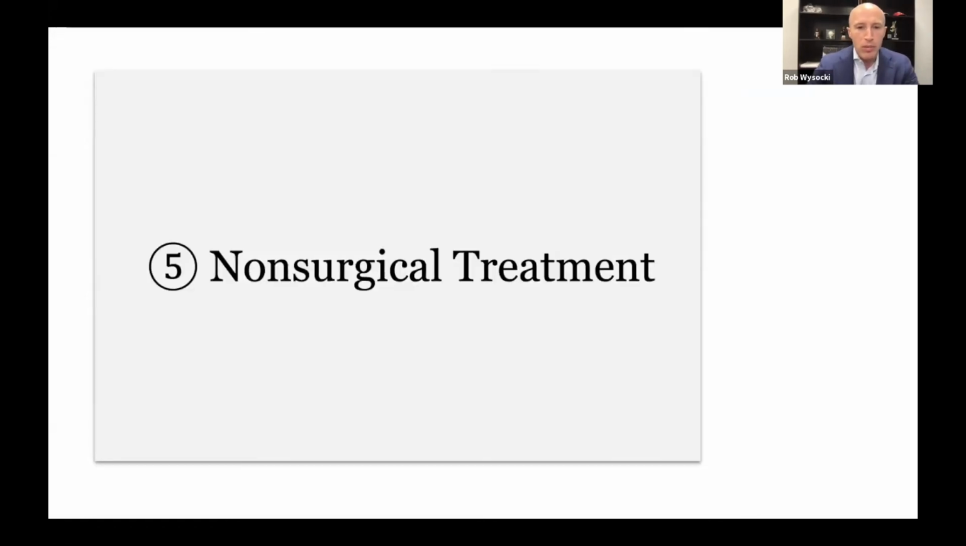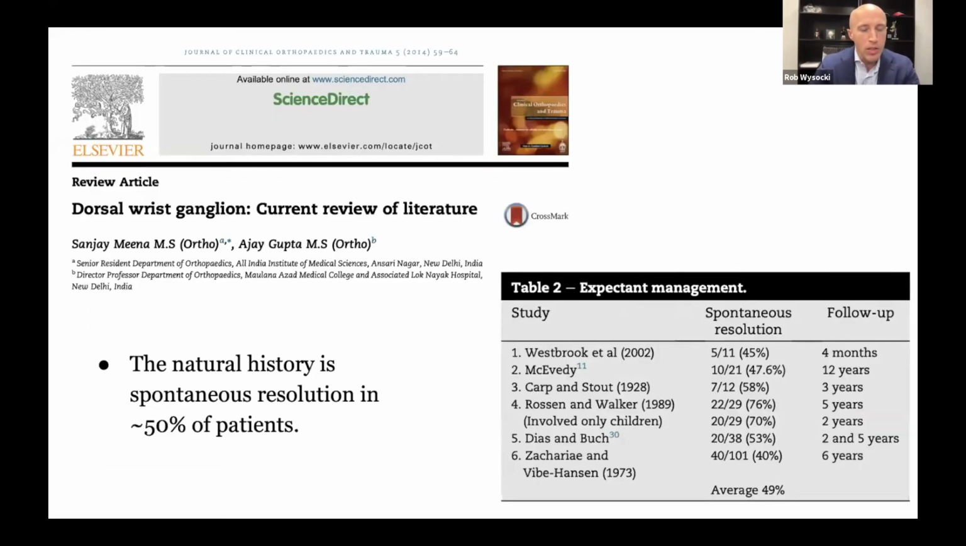Just briefly to summarize a little bit of data on non-surgical treatment. I think this is a nice paper to review if you have interest in it. This one by Meena and Gupta, which was a systematic review. And really these 6 studies that are highlighted here, if you look at that average number at the bottom, suggest about a 50% spontaneous resolution as far as the natural history of dorsal ganglions. And that's at outcome, as you can see, anywhere from 2 to 12 years. Nevertheless, it appears 50% of those might purely go away on their own.